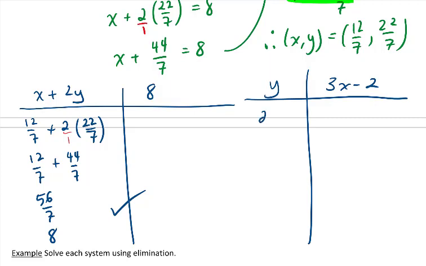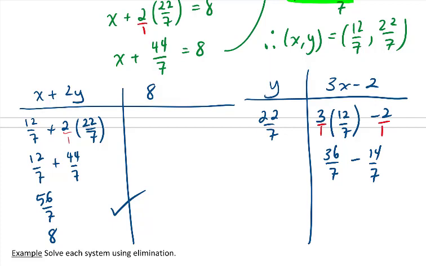The left side is y, so we have 22 over 7. And on the right side, we have 3 times 12 over 7 minus 2. Again, remember that these are all fractions. 3 times 12 is 36. 1 times 7 is 7. Let's change the 2 over 1 to a common denominator. Our common denominator is 7, so that would be 14 over 7. Notice we do 36 minus 14. That gives me 22 over 7. And this works as well. So we have verified that this is indeed the point of intersection for this linear system.